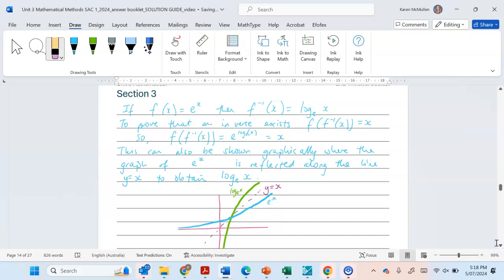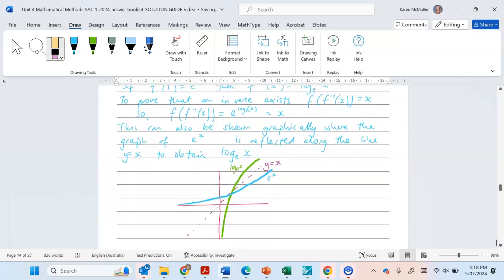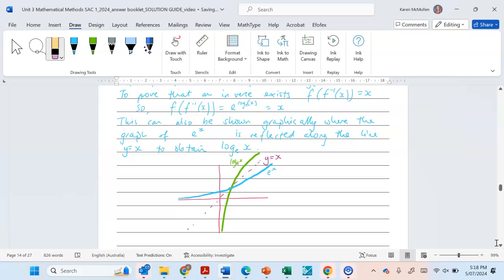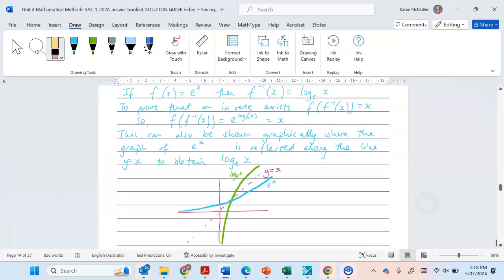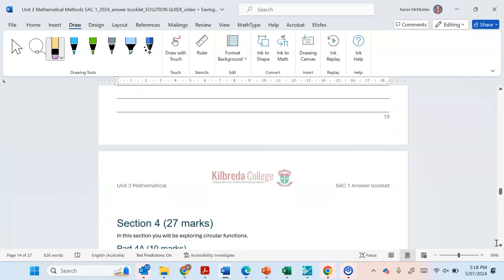And then the inverse. That was done quite well. Some people had a graph to show that they were the inverse, and talked about being reflected along the line y equals x. I was quite pleased with that part. All right, let's move on.